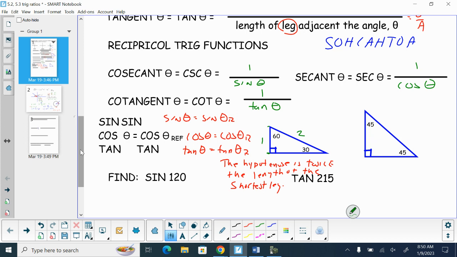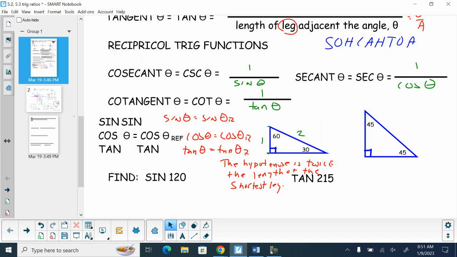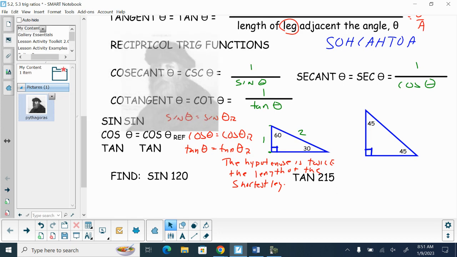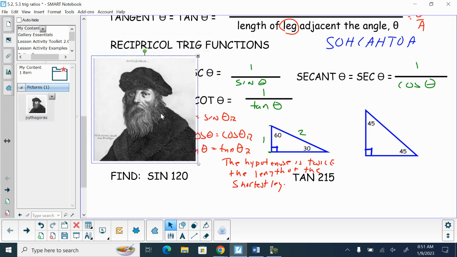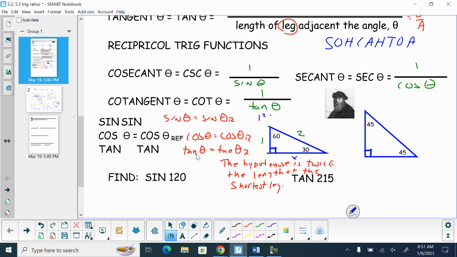Using our good old buddy Pythagoras, the third side. If we use our Pythagorean theorem, we would have 1 squared plus x squared is equal to 2 squared. Our third side would be what? Square root of 3. So we have 1, 2, and square root of 3.